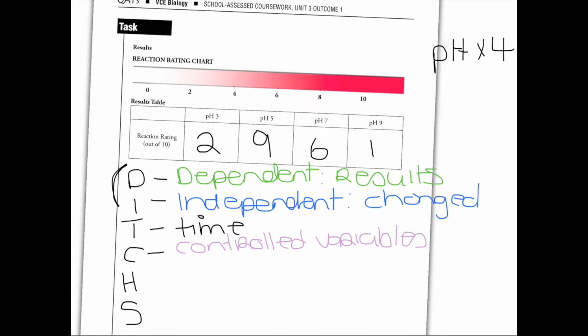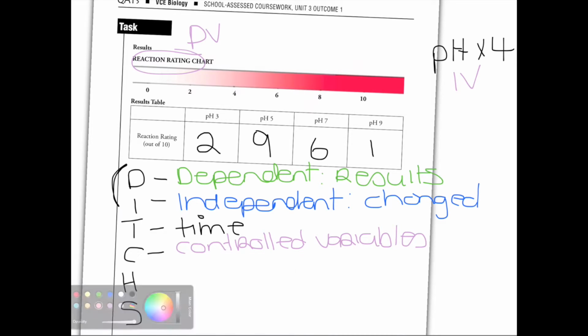So when I was discussing the pH, we would say that the pH, because that's changed, is the independent variable. This reaction chart that we're using to measure the results is our dependent variable. And the fact that we have the same amount of solution, the same time frame, the same equipment that we're using, that's all controlled variables.